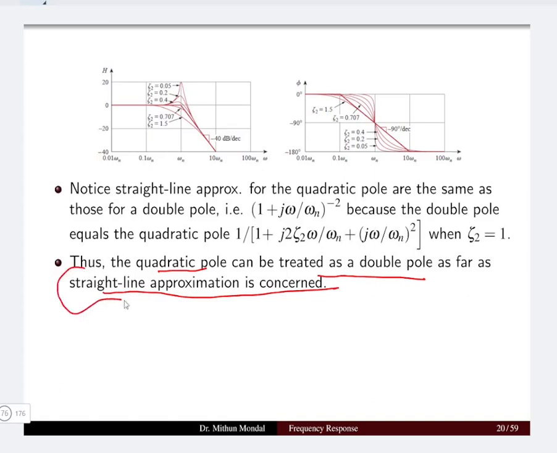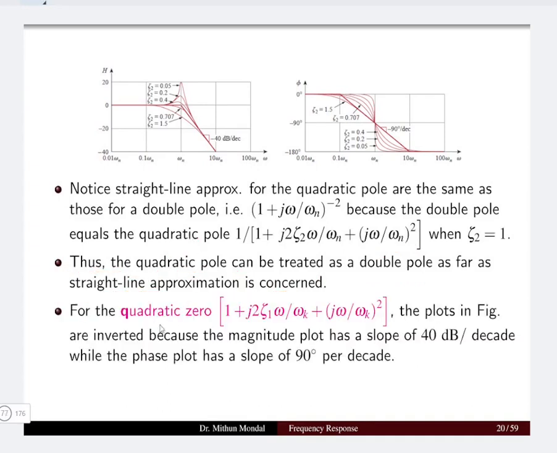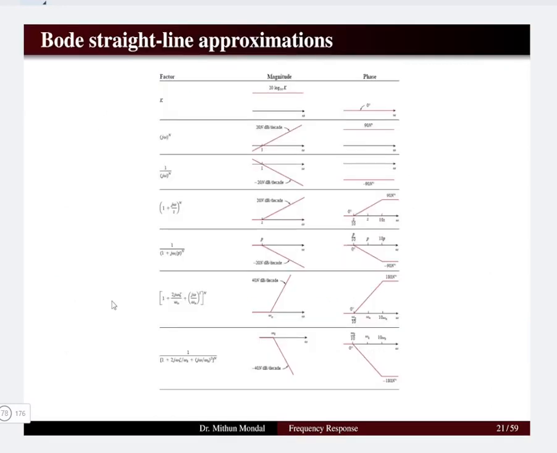So we are going to adopt the method of straight line approximation. Wherever the double pole or quadratic pole is there, both will give the same result. On the other hand, if you have a quadratic zero, then the plots are nothing but the inverted ones of the quadratic pole, because here the slope will be 40 decibel per decade for the magnitude, and 90 degrees per decade for the phase. So only the plot is going to invert, otherwise the zeros and poles will give the same nature of the plot. This is the summary of the factors.